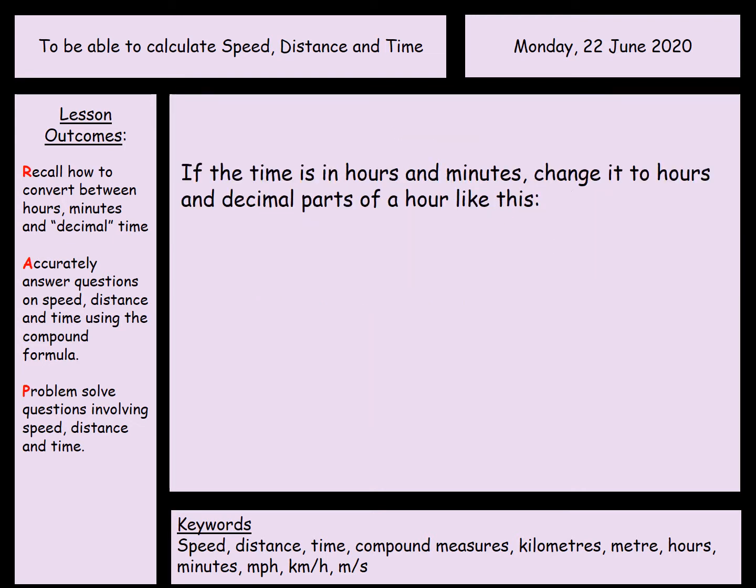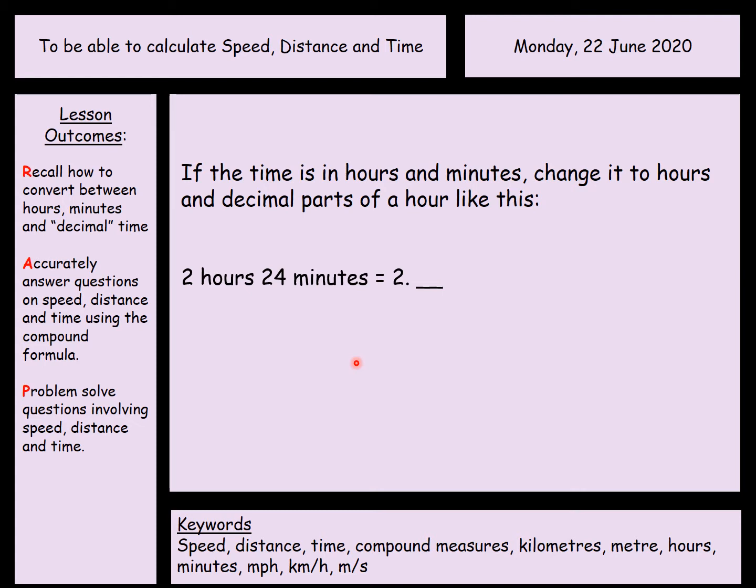So if the time is in hours and minutes, it's important we try and change it so that we get the minutes as a decimal part of an hour. Otherwise, our calculations don't quite work in the same way that you would hope that they would. So if we've got something like 2 hours 24, it's going to be 2 point something, and it is not going to be 2.24. So this is the mistake that lots of people make when we're doing these speed, distance, time things.